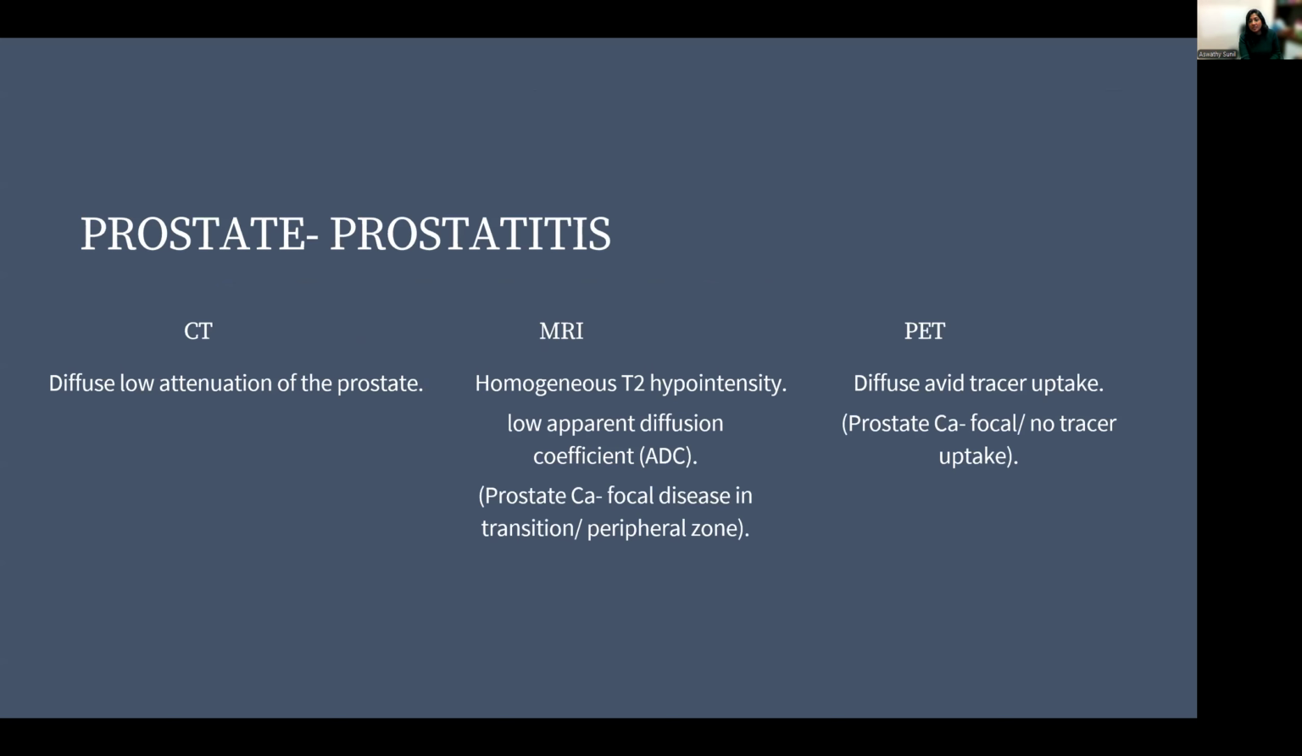On CT, there will be diffuse low attenuation of the prostate. On MR, it's diffusely T2 hypointense with low ADC values. In fact, the entire prostate gland appears hypointense on ADC, while in prostatic carcinoma, there will be a focal area of hypointensity. And on PET scan, there will be diffuse tracer uptake.